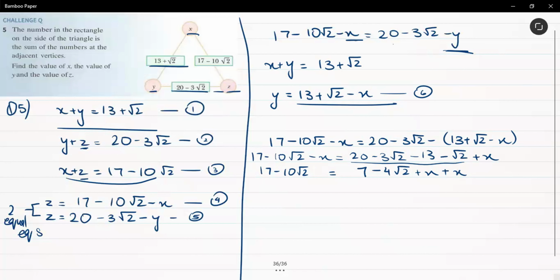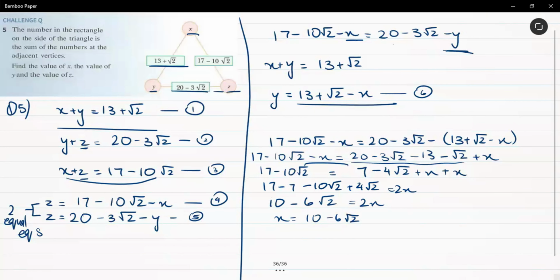So 17 minus 7, that is going to give me 10. Okay, in fact, I'm going to solve it as 17 minus 7. Then I'm going to do minus 10 under root 2 plus 4 under root 2 is equals to 2x. So it's basically equals to 10 minus 10 plus 4 is equals to 6 under root 2 is equals to 2x. So divide by 2, x is equals to 10 minus 6 under root 2 divide by 2.